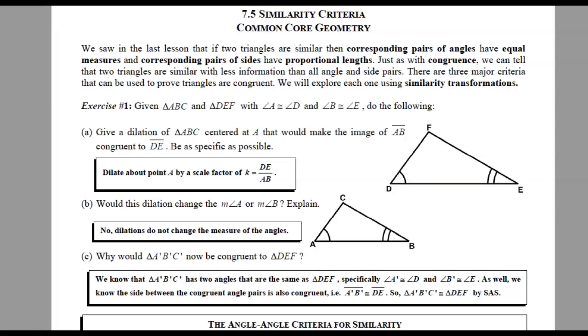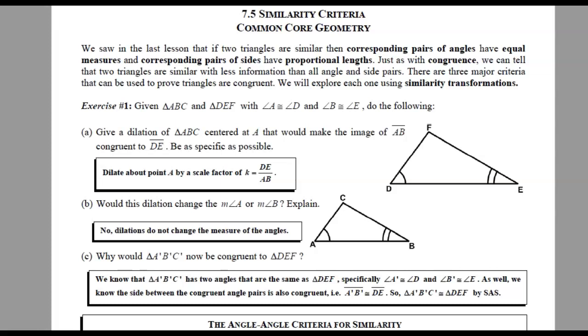Would that dilation change the angles? It never changes angles. Dilations keep angles the same. So why would they be congruent? Well, now we have two equal angles, and we would also have side lengths congruent after dilation. So because the triangles would be congruent after dilation, they must have been similar to start with.